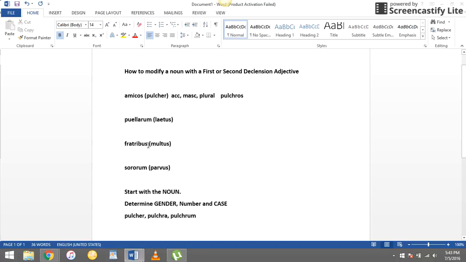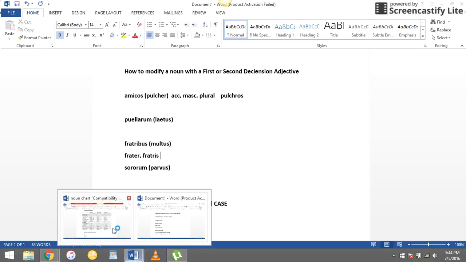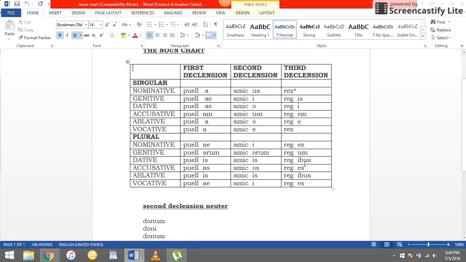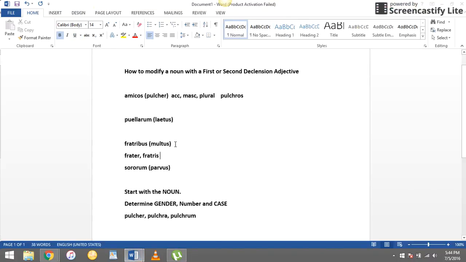Fratribus is a third declension noun. You would know that if you looked it up in your vocab and you saw frater, fratris. Remember that IS right there tells you that it's third declension. So now we go and we look at our noun chart to figure out the number and case. Third declension, IBUS. Dative, well, you haven't learned the dative yet, so it must be ablative plural. Frater means brother, so it must be masculine. So we now know that this noun, fratribus, is masculine, ablative, and plural. All we have to do is change the ending on multus to make it masculine, ablative, plural.